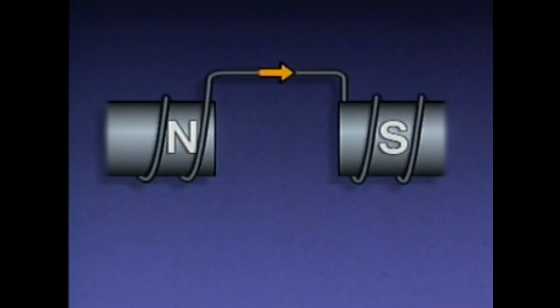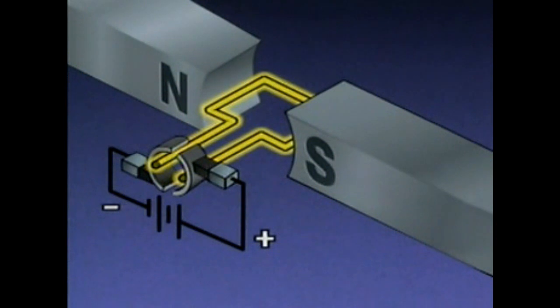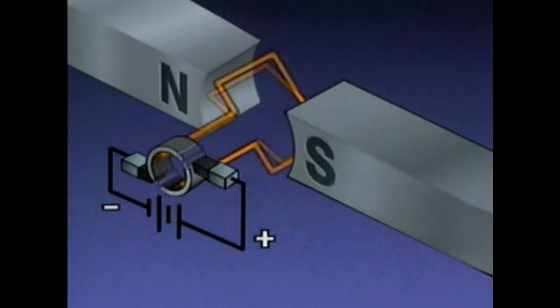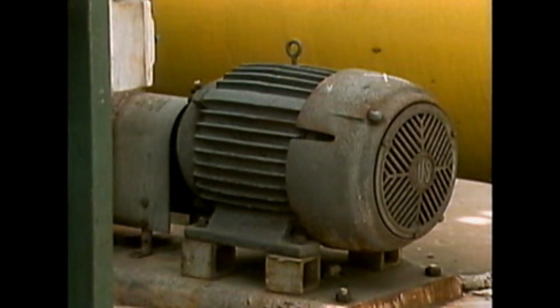Alternating current, or AC, flows through the coils in one direction, and then reverses and flows in the opposite direction. So when current is supplied to the armature, motor action is produced. The interaction between the stator's magnetic field and the armature's magnetic field causes the armature to rotate. This is a typical AC motor.